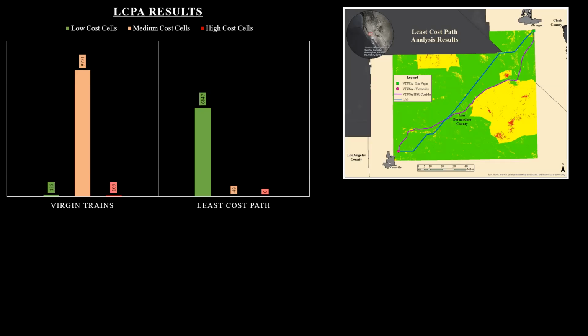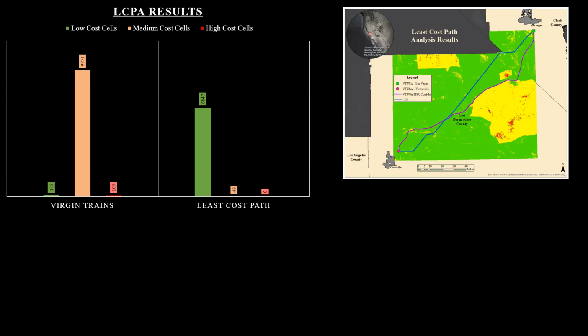This table displays the total amount of cost cell categories that the LCP and Virgin Trains HSR corridors accumulate. The LCP traverses significantly more low-cost cells at a 1 to 51 ratio. It's also discernible that the LCP corridor traverses a considerably lesser amount of medium-cost cells at roughly a 1 to 204 ratio. Otherwise, the path traverses no high-cost cells, while the Virgin Trains corridor traverses a total of 105. Overall, it could be said that the LCP is significantly better in terms of cost, efficiency, and safety.